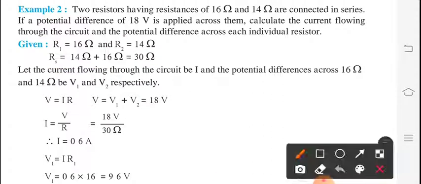Let the current flowing through the circuit be I, and the potential difference across 16 ohm and 14 ohm be V1 and V2. We have the formula V is equal to IR. So total voltage is 18 volt, which is the addition of V1 plus V2. Now we can substitute this as I is equal to V upon R. V we know is 18 and R is 30. So 18 upon 30 we will get as 0.6 ampere.